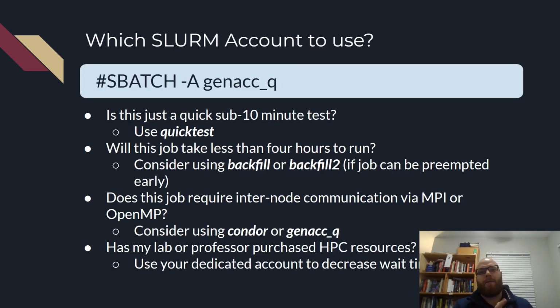Okay, now, how do you select which Slurm account to use? As you remember, it's that dash A line with the SBatch. If you want to do a quick sub 10-minute test, you want to make sure this runs but you're not running any big data through it, use quick test. If it's going to take less than 4 hours to run, use Backfill or Backfill 2, right? If it requires you to use MPI or OpenMP, consider using Condor or General Access Queue. And if your lab or professor has purchased HPC resources, use your dedicated accounts, okay?